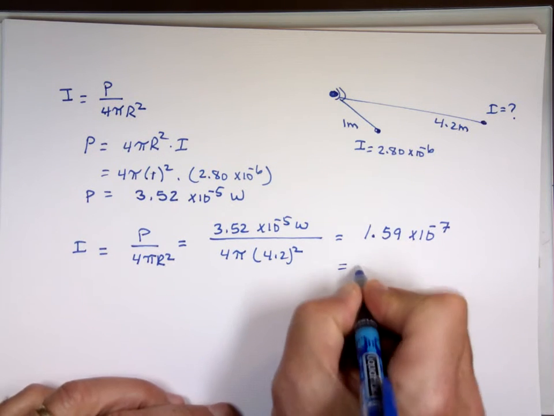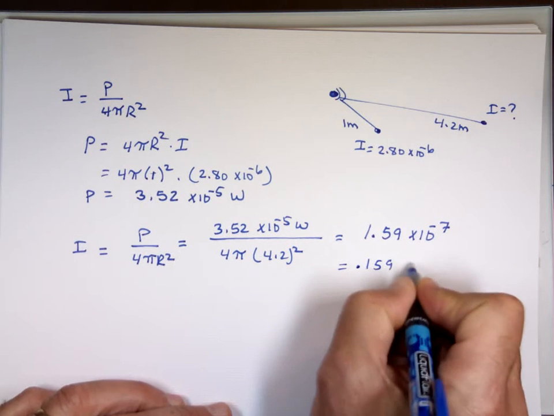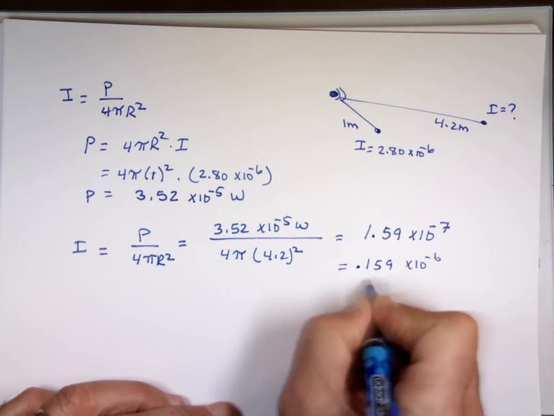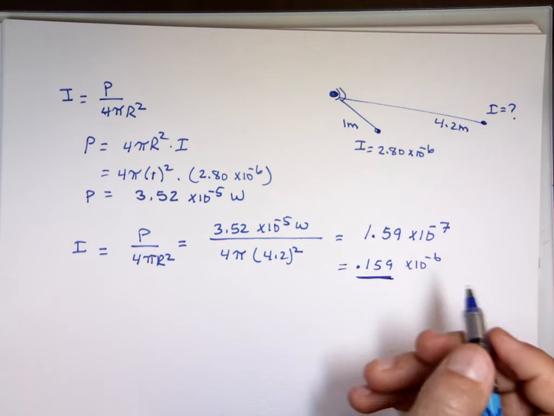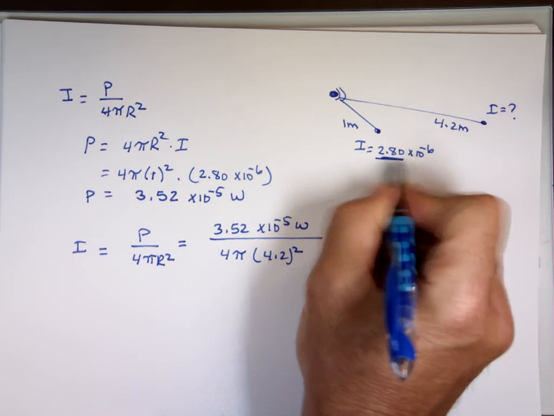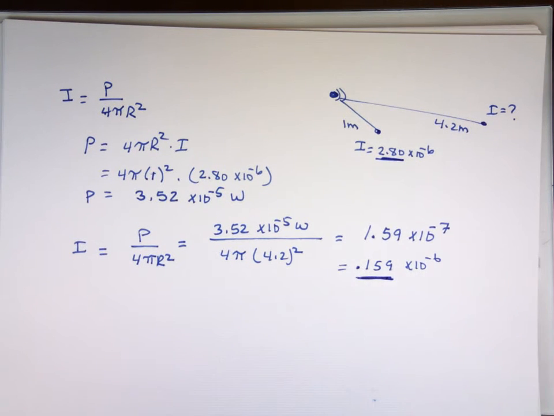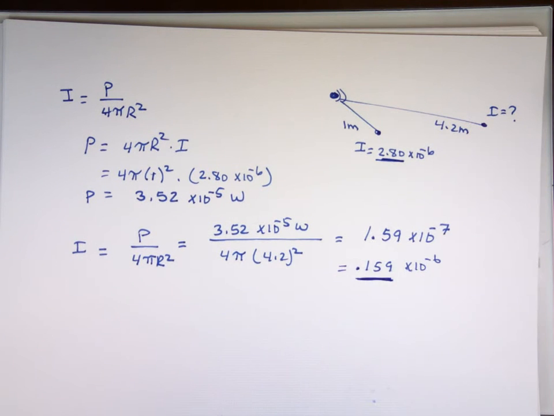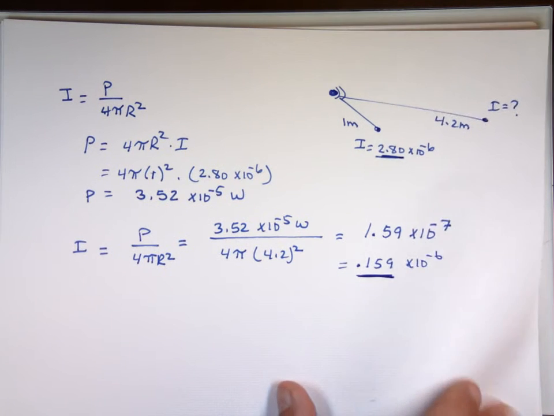which is 0.159 times 10 to the negative 6. The reason I like to put it in this format is to show you it went from 2.8 to 0.159, or about 16. So not much left of that noise there. And if you move 2 more feet farther, you probably can't hear it. Let's try another one.